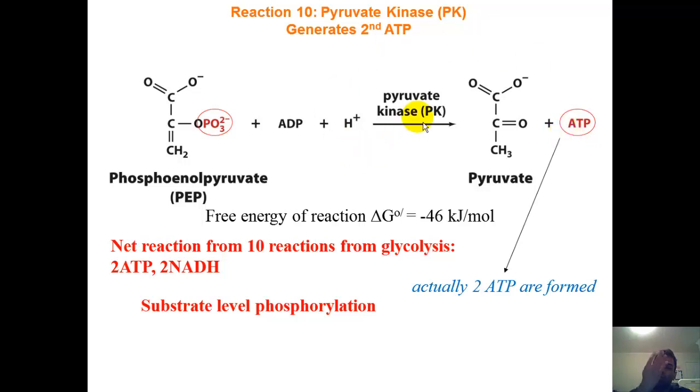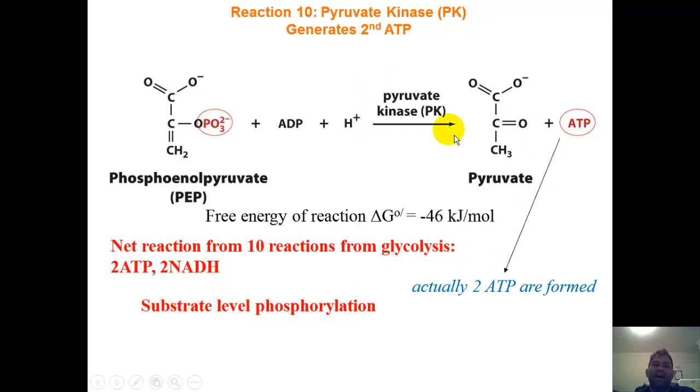So 2 plus 2 is 4, but if you remember the hexokinase step and then the phosphofructokinase step, enzyme 1 and enzyme 3, we actually had to utilize 2 ATPs. So the net effect of glycolysis is to generate 2 ATPs. 4 ATPs from reaction 6 to 10, we subtract 2 of them that were expended in reaction 1 and reaction 3. So we have 2 ATPs here, and we have 2 NADHs. The NADHs come from the enzyme glyceraldehyde 3-phosphate dehydrogenase.